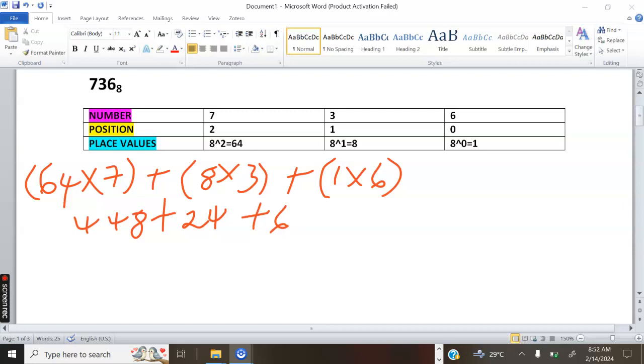448 plus 24 plus 6 should give you 478. 478 base 10. So that is our answer. So the octal number, which is this one, when you convert it to decimal, will be equivalent to 478. Hope you have been able to understand that. Okay, let's move to our next example.